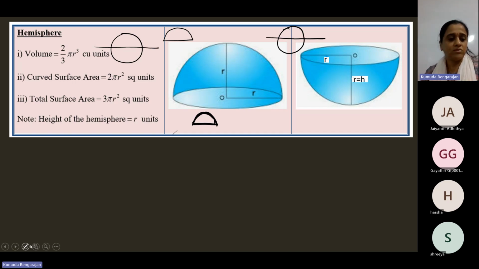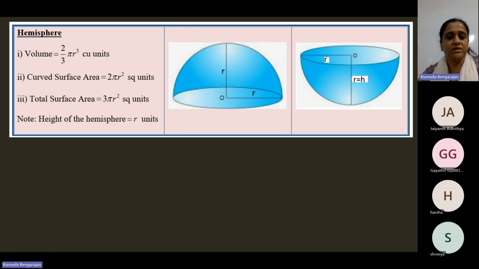Curved surface area is 2 pi r square. Total surface area is the curved surface area plus the area of the circle, so it is 2 pi r square plus pi r square, which is 3 pi r square. What is CSA? 2 pi r square. What's the area of the base? Pi r square, because it's a circle. So total surface area is equal to 3 pi r square.